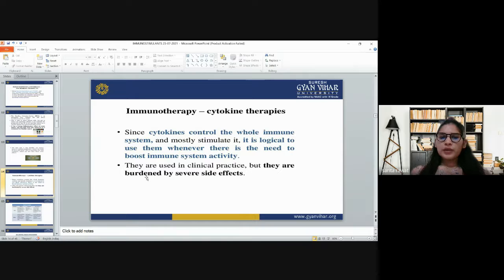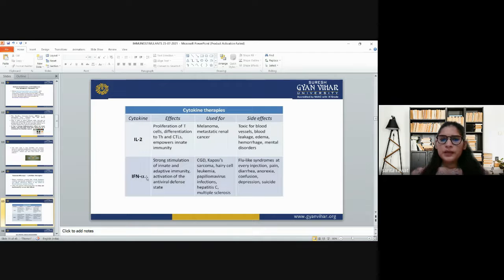Now, talking about immunotherapy, cytokine therapy. Since cytokines control the whole immune system and mostly stimulate it, it is logical to use them whenever there is a need to boost immune system activity, and they are used in clinical practice, but they are burdened by severe side effects. Now, as you can see, we have cytokine therapies: interleukin 2 (IL-2) and IFN alpha.